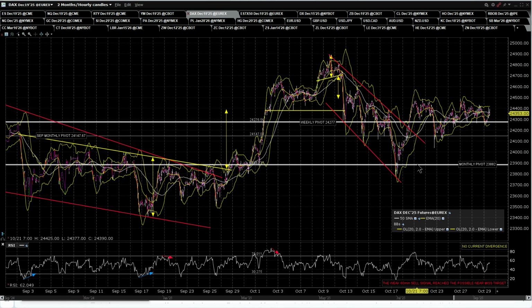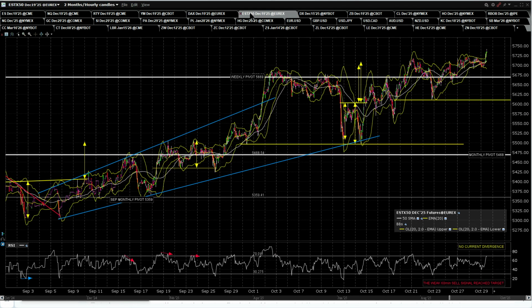But I'm not really leaning towards seeing that retest of the high. I think at the very least for the next few days, we're likely to be consolidating. Looking at ESTX, we've seen a little higher here. Still got a nice looking double top setup here. We'll see how that goes.